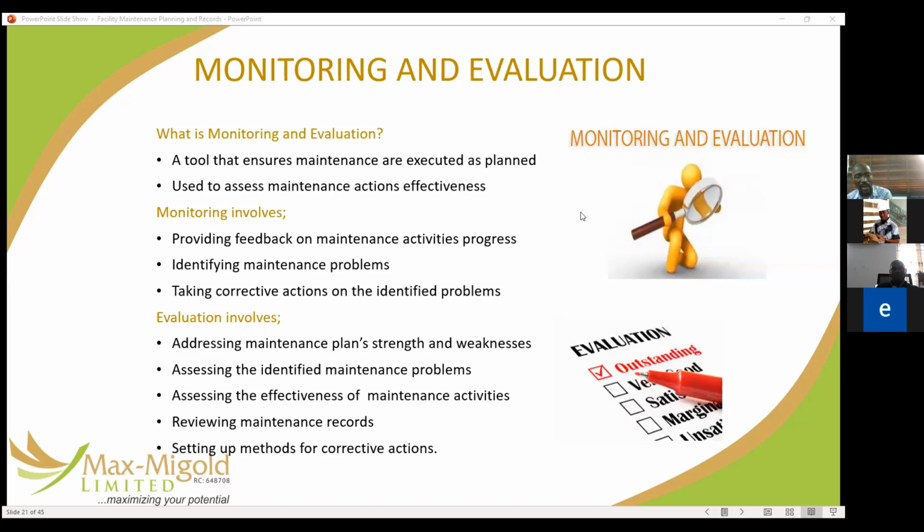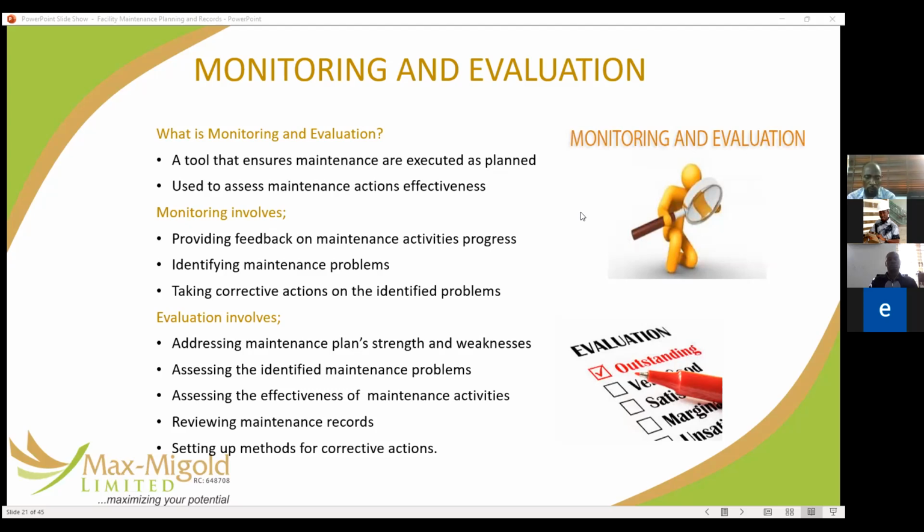Then what are the things that you're monitoring involved? It also provides feedback on maintenance activities that are in progress. It identifies maintenance problems. So you know areas where the staff are just sitting down, claiming that they are actually conducting preventive maintenance, and they are just gisting. Possibly at times, when you monitor, you might eventually realize that instead of assigning 3 manpower, maybe what you actually need is only 2 manpower for that kind of maintenance task. Then it also helps you to take corrective action on the identified problem.